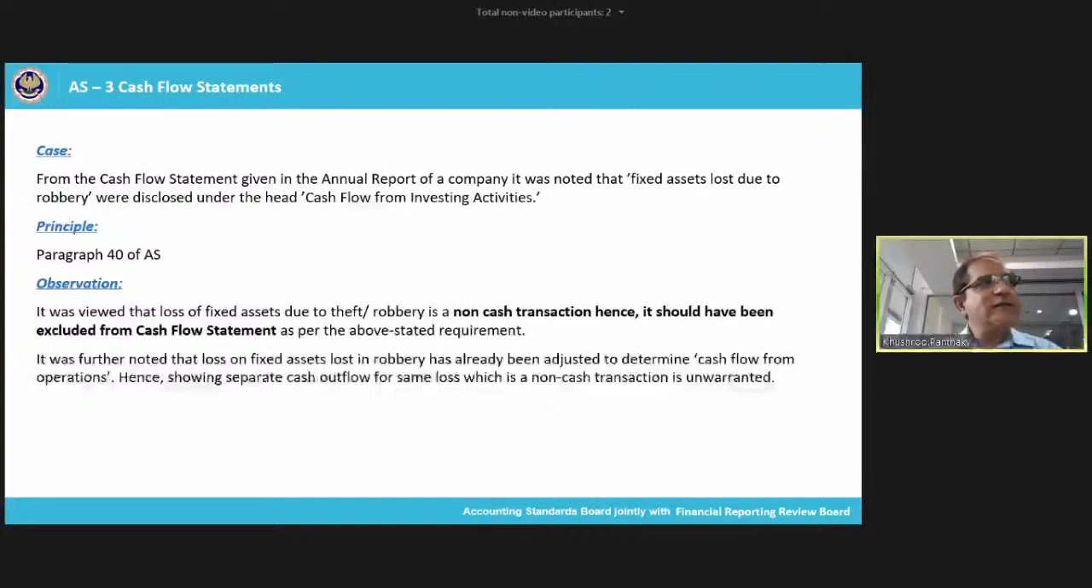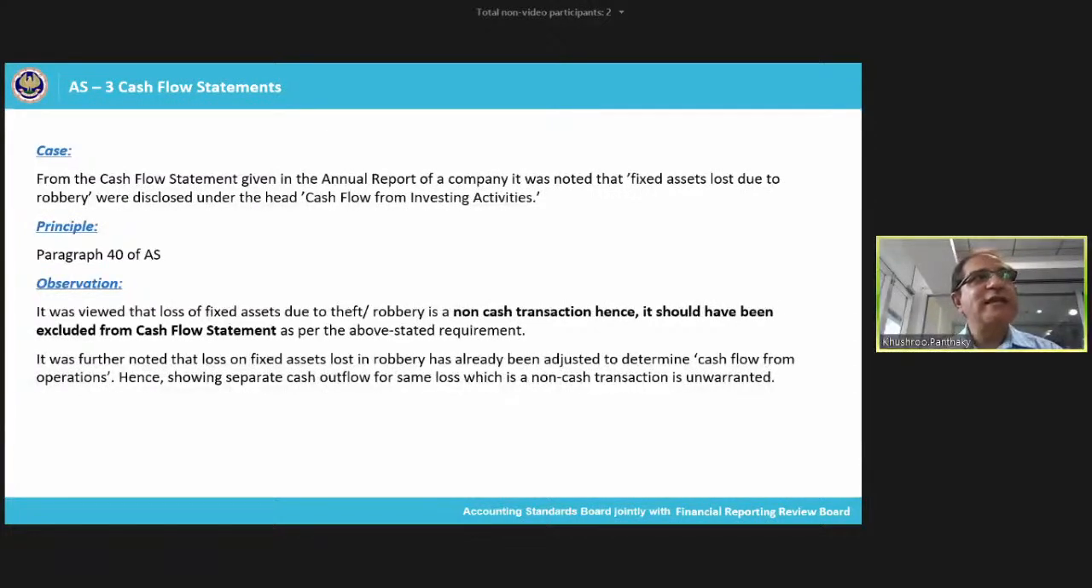The next one again is a very, very simple observation, but it gets missed out when people sort of, during the course of the audit, for whatever reasons. Look at the annual report. It says that the fixed assets which are lost due to a robbery were disclosed under the head cash flow from investing activities. I mean, when there is a robbery and an asset is lost, what do we do?